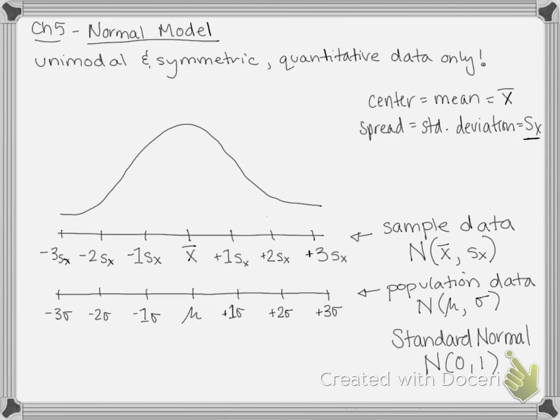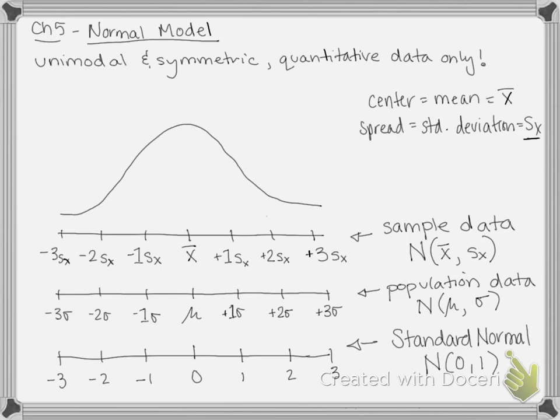So standard normal looks like this. 0 goes in the middle, and we do our best to make these evenly spaced, and we just count 1, 2, 3, minus 1, minus 2, and minus 3. So we have technically the exact same picture above. I never changed the curve, but I have 3 possible ways to label this picture.